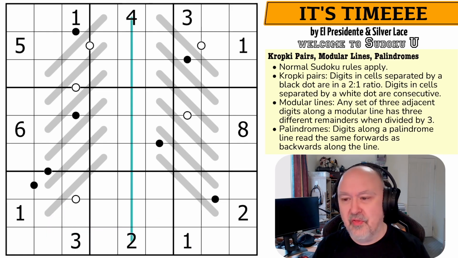I don't know what the name is supposed to refer to, if this is supposed to be some sort of reference, but I'm looking forward to trying the puzzle. This one is using Kropki Pairs, Modular Lines and Palindromes. I always struggle a bit with palindromes, but we'll see how we go with this one.